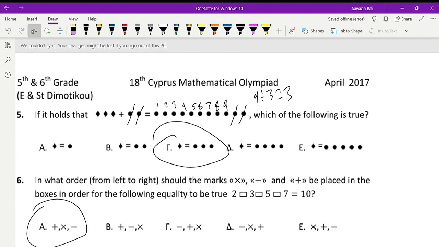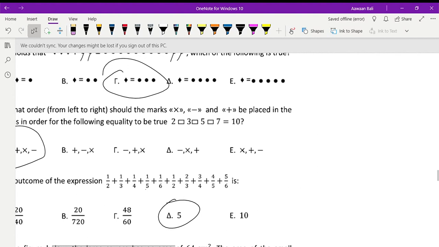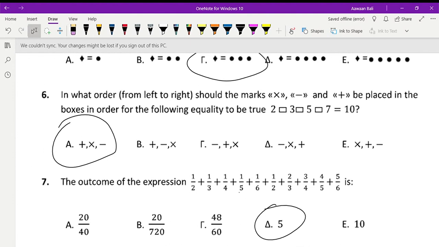gum. In what order from left to right should the marks multiplication, subtraction, and addition be placed in the boxes in order for the following equality to be true. 2 space 3 space 5 space 7 is equal to 10. Here we are using BODMAS or BIDMAS. For most people here, I think BIDMAS is how they say it. But I don't know. So you could say BODMAS or BIDMAS. I'm going to use BODMAS in this case. If you're confused, just think of the O as the I.